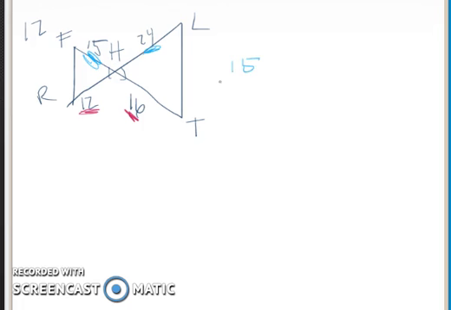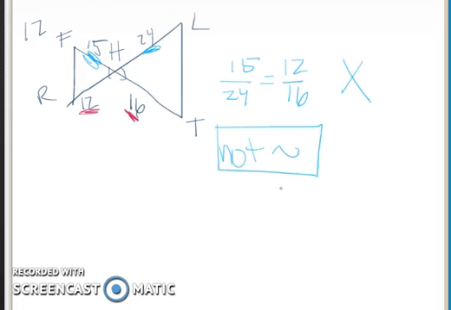So I'm going to go 15 over 24 equals 12 over 16. Again, if we cross multiply these, it doesn't work. So our answer is not similar. Sorry, no soup for you.